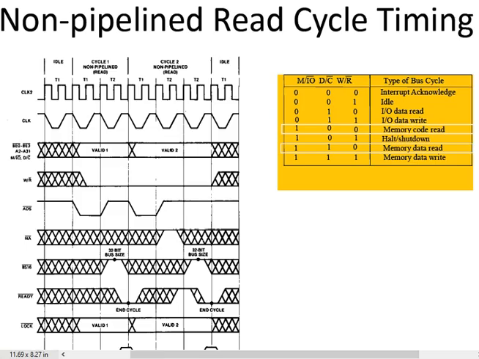Now this is the non-pipeline read cycle timing for the 80386 microprocessor. Here the clock pulse is given. So in the clock pulse, 2 T states are there, which are recognized as one T state. This is the clock which is provided to the 80386. Then here it is B0 to B3, A2 to A31, M/IO bar and D/C bar. These control signals are present.